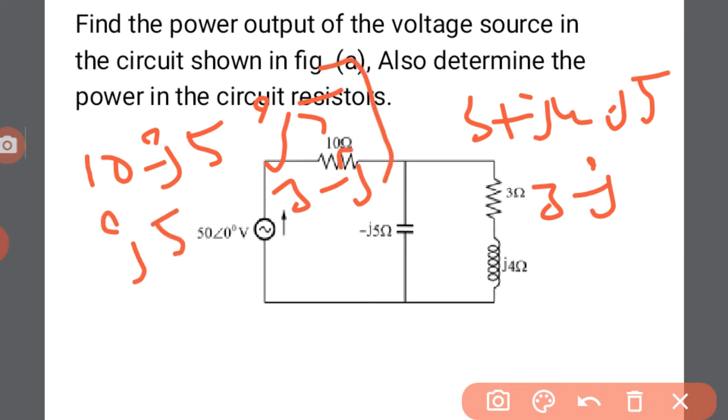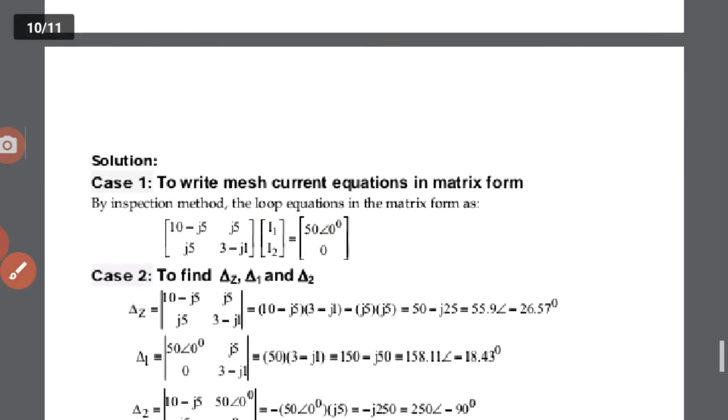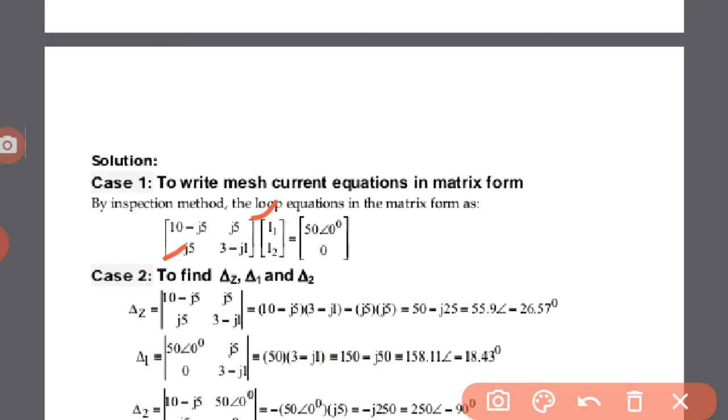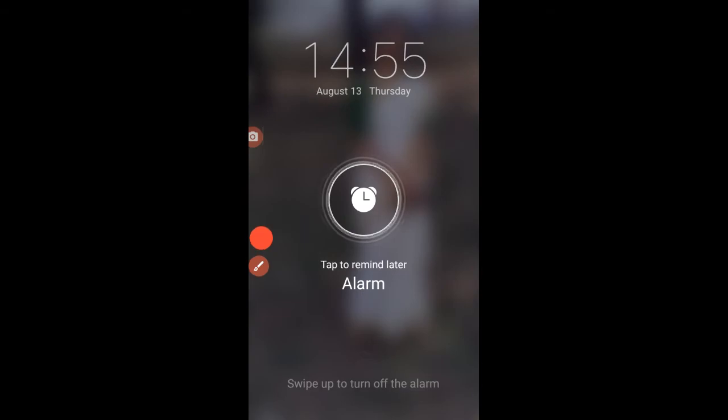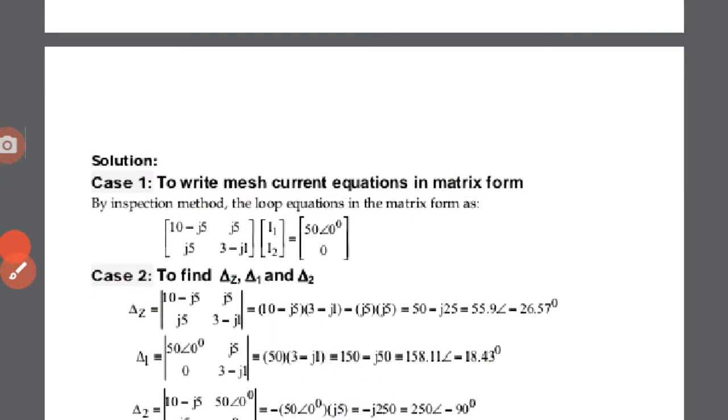So this one is our matrix. By the direct inspection method we get this matrix form: 10 minus j5, j5; j5, 3 minus j1, equal to 50 angle 0 degrees and 0.